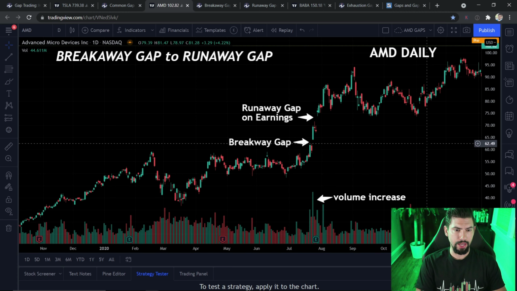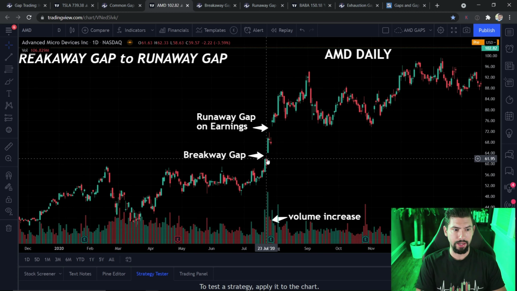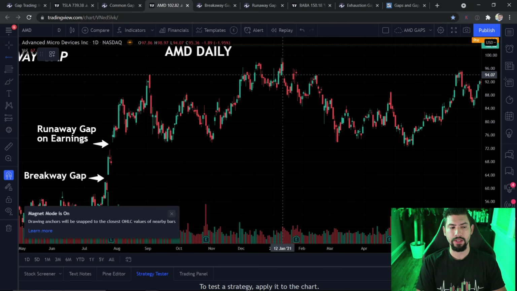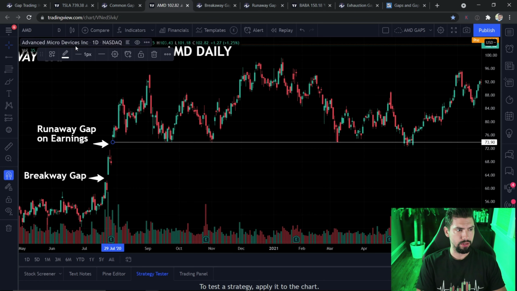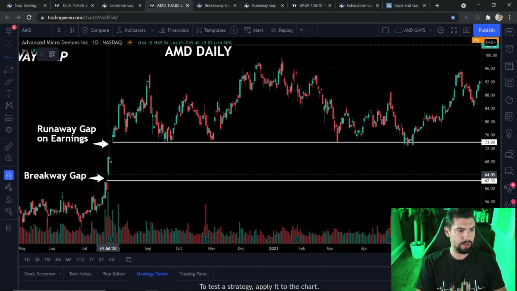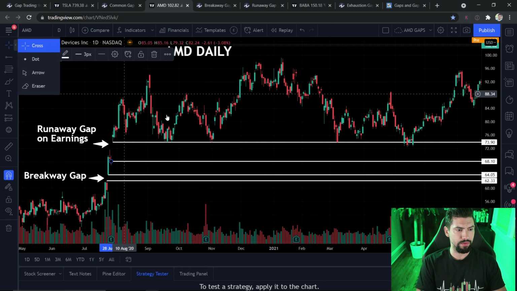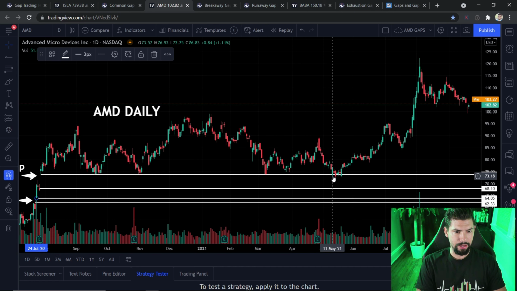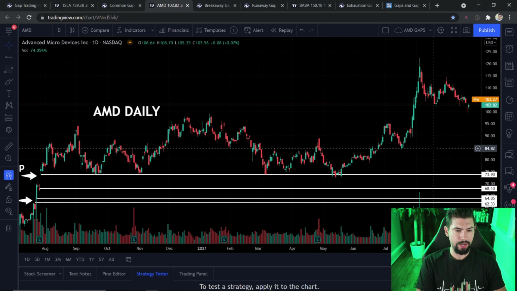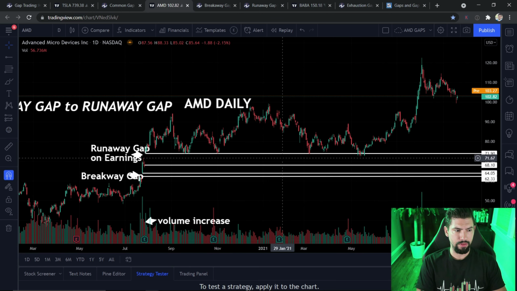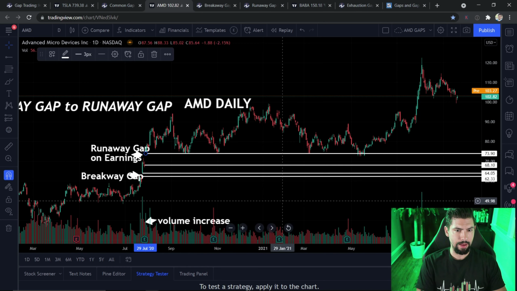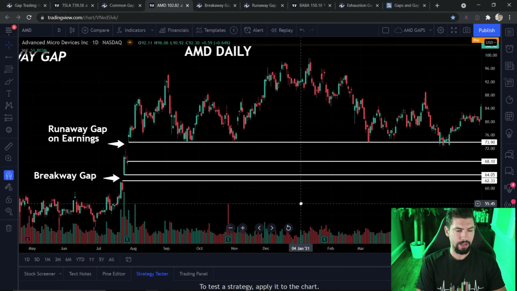Now, if we look at price action and we fast forward, because this was July of 2020. So if we fast forward into time a little bit and we look at where the runaway gap and the breakaway gap started and we draw a line across here, you're going to see these areas have not actually been revisited. So if we look here over in May of 2021, it broke slightly into this range, but it didn't come all the way down to fill the gap completely. And as a result, AMD has been in a continued uptrend. So this is a really good example of how these runaway gaps and breakaway gaps don't necessarily have to come back and fill that price action.